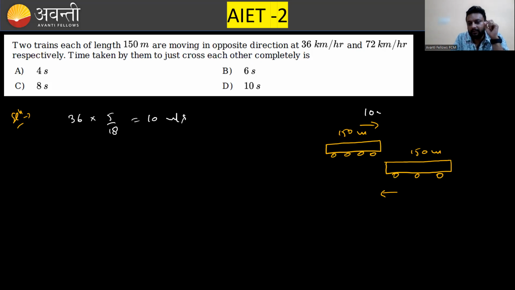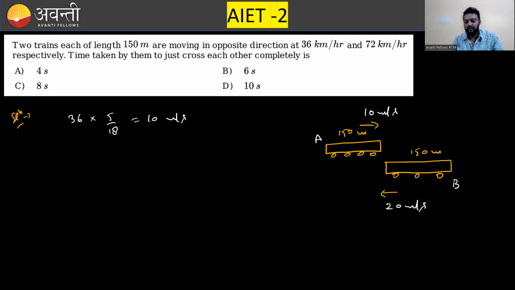So you can write it as 10 meter per second. The other train will obviously become 20 meter per second. Is it clear to you? Now, time taken by them to just cross each other completely is. First of all, you should know how much distance they need to cover. If, for example, this is train A and this is train B, then the relative velocity of these trains with respect to each other is 30.